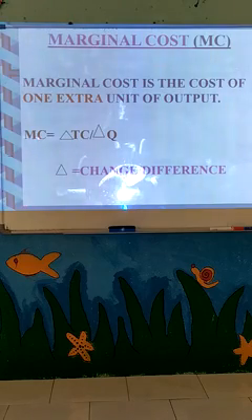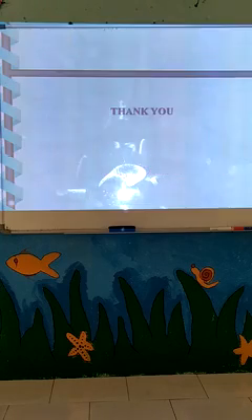Here the formula: MC is equal to change in TC over change in Q. Change in TC means a difference. The difference between two TCs, that means deduct the previous TC from the present TC. And here we can see change in Q. Change in Q means minus the previous quantity from the present quantity. Then we will get how much difference, how much increase there is. We have to divide the change in TC by the change in Q. Then we will get marginal cost. Okay, thank you.